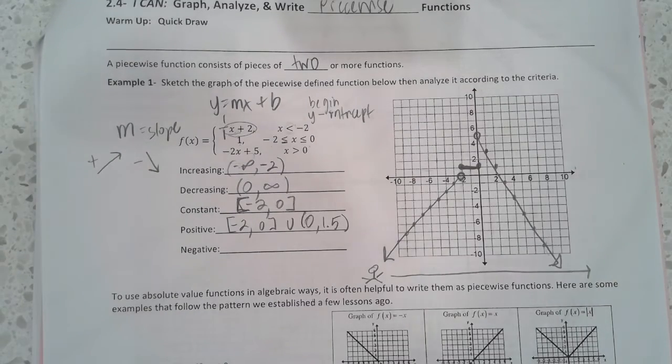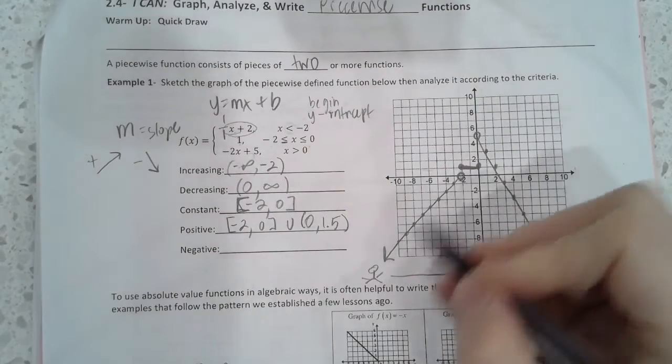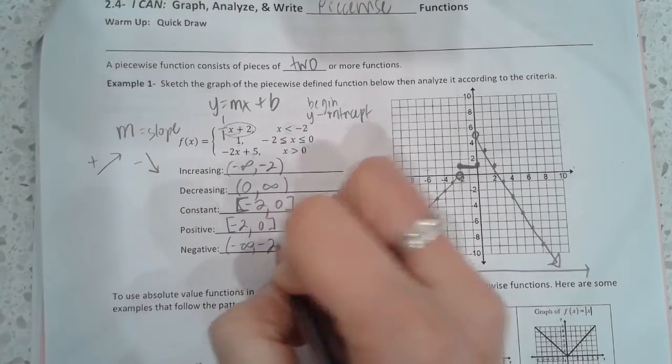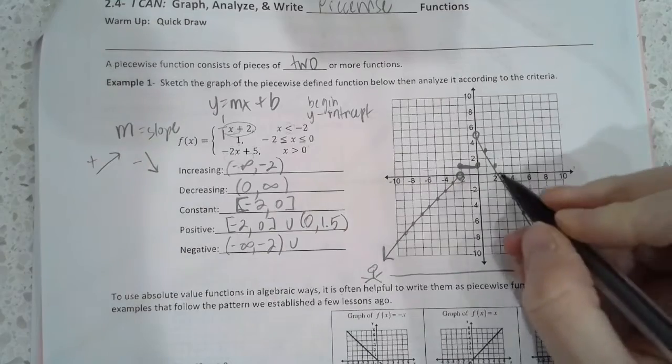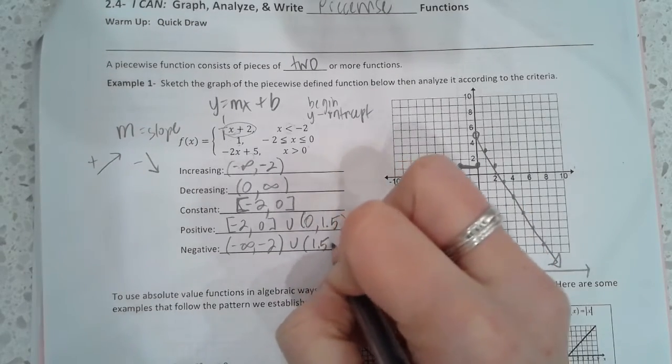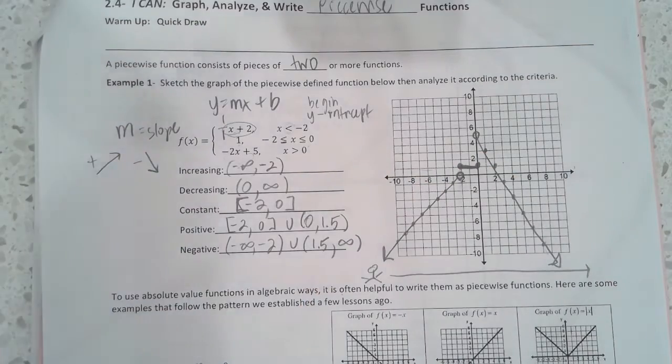Okay, negative. Well, we're negative on this guy the whole time, so that will be -infinity to -2. And we're also negative on this guy. We're just going to pick up where we left off, 1.5 to infinity. It's not 100% accurate, but it's pretty darn close.